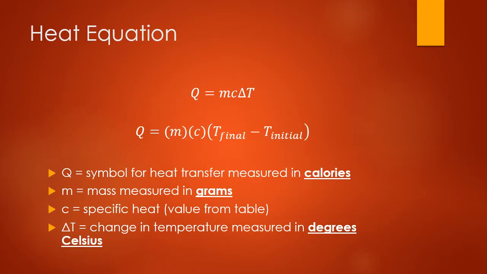So let's look at the heat equation. We're going to be using this in some of our calculations. And the letter Q represented here, that represents heat. Okay, so when you see the letter Q, it means heat. So Q is equal to mc delta T. Looking at what all of these mean, first of all, Q is the heat transfer. And when we measure it in this course, we are going to be measuring it in calories.